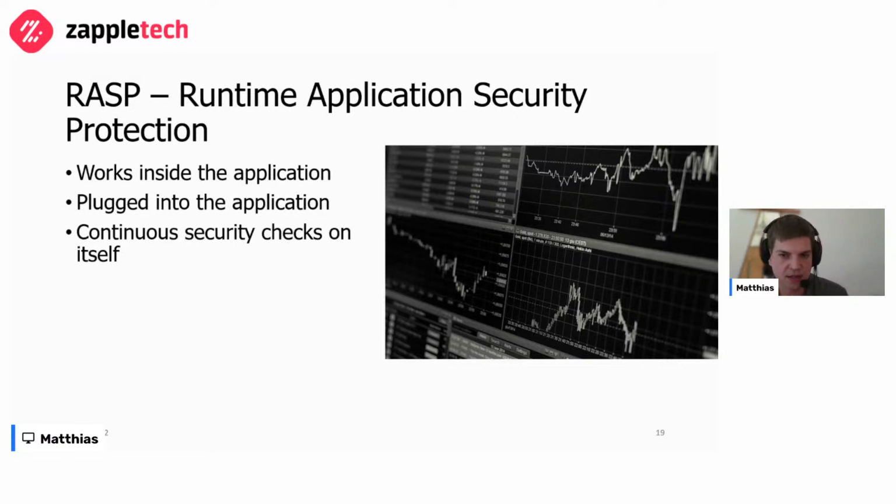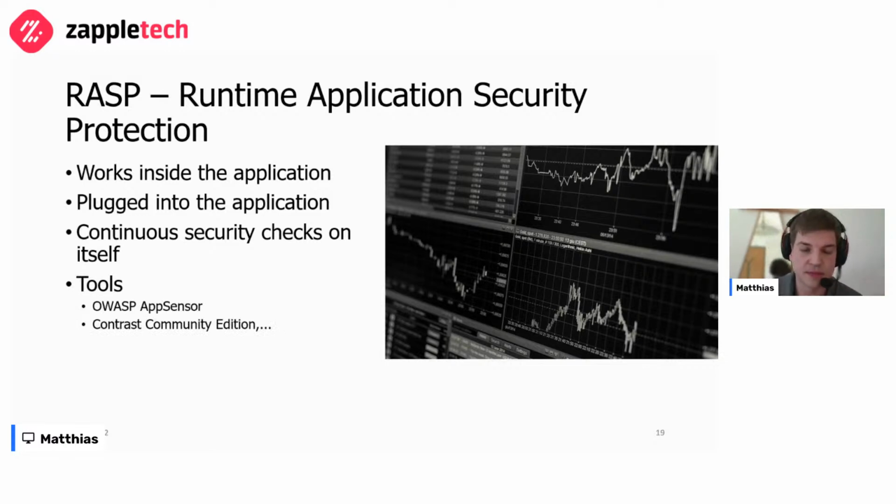So it checks what is happening, and if something is malicious or seems not as designed, it can fire an alert, or it can even go so far that it terminates the session. For example, it blocks the IP address. So it terminates the session, it blocks the IP address, and you are fine for some time, which is very important. Tools are, for example, here also from OWASP, the AppSensor. And also the Contrast Community Edition serves here as a RASP testing approach.